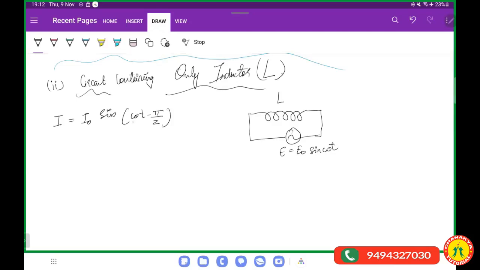Now here pi by 2 means 90 degrees. So it is minus, so it is lagging. If we compare with our standard equation, Z is omega L. So if I take I naught equals E naught by omega L, here this is your Z, omega L, and this is your phase difference.